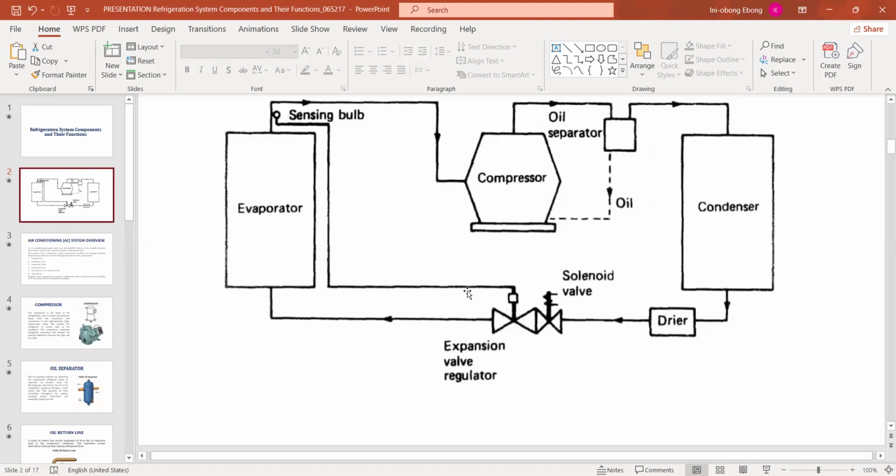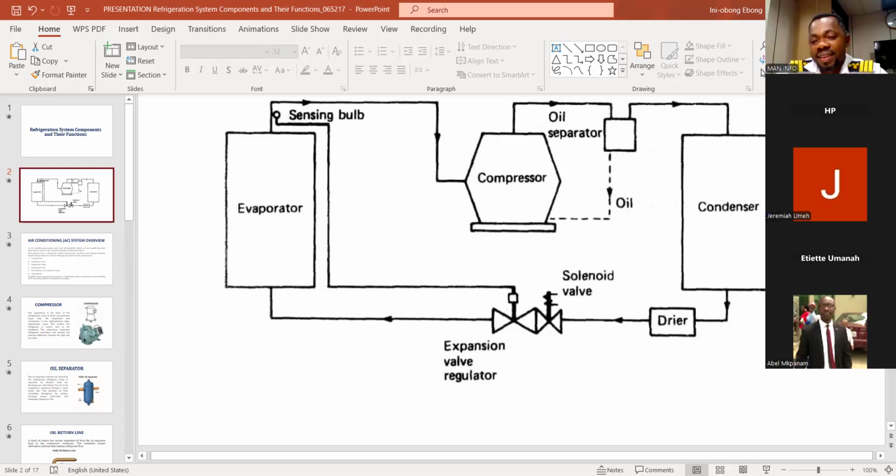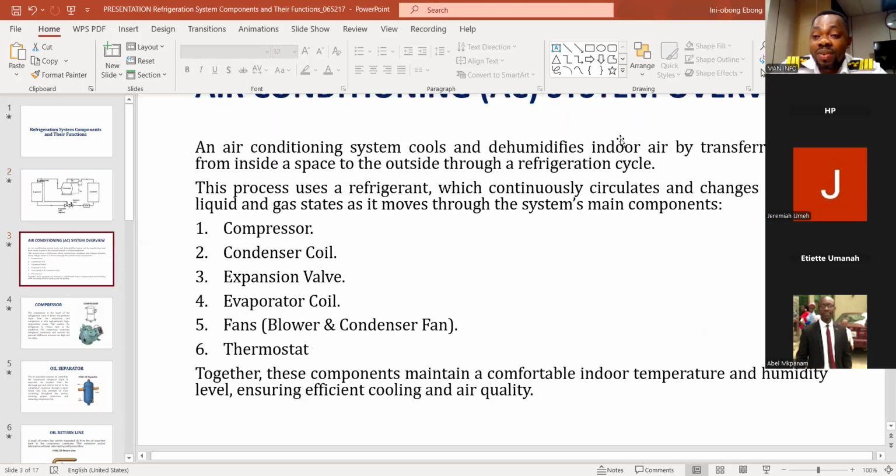Before I proceed, I would like to ask a question. Can somebody let me know what is missing in this diagram? Should I call a name? Is anybody that wants to try? What is missing in this diagram? All right, I will proceed. I think that will be part of your test question. So that takes us to the next slide.